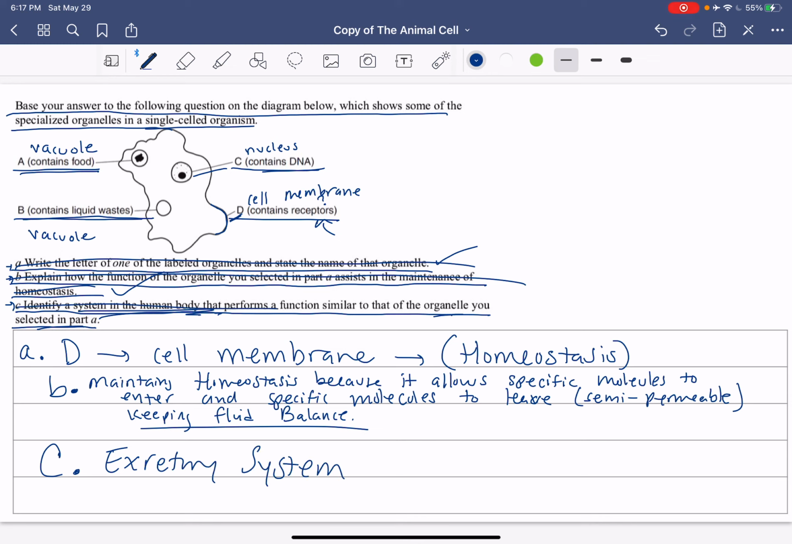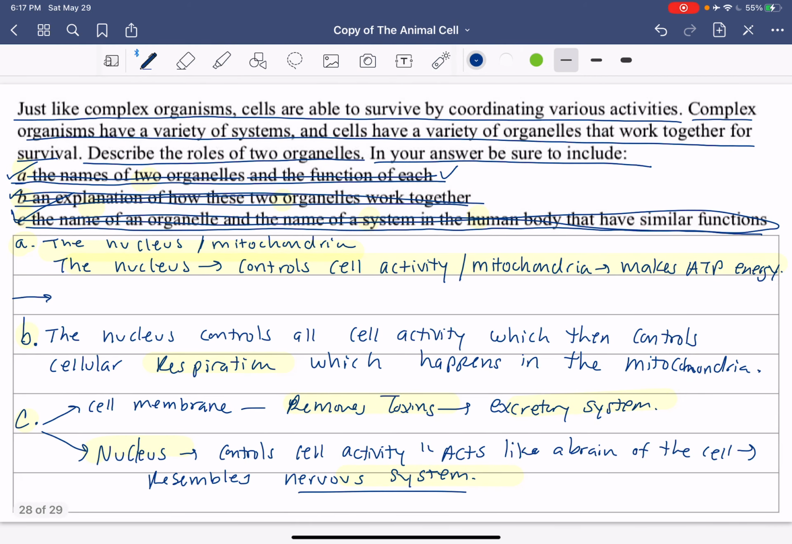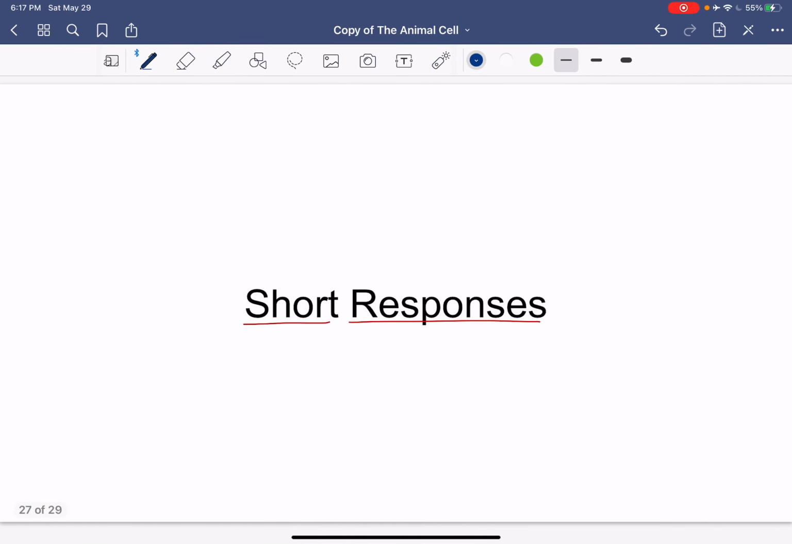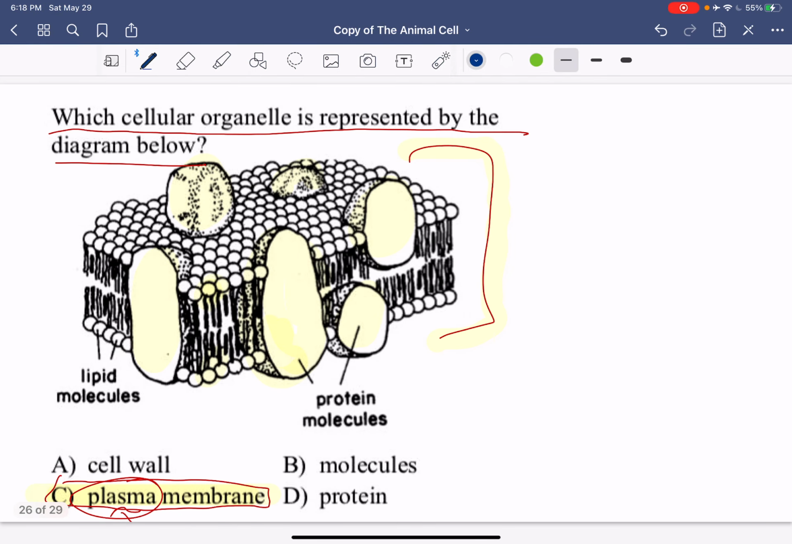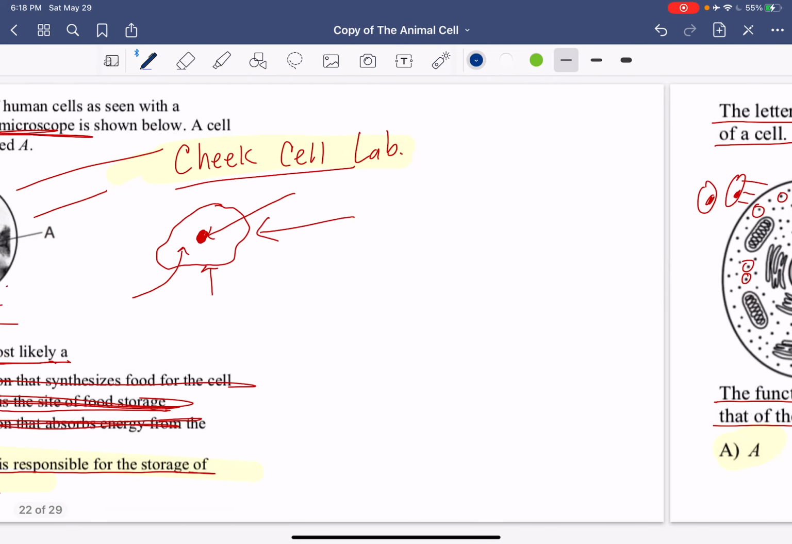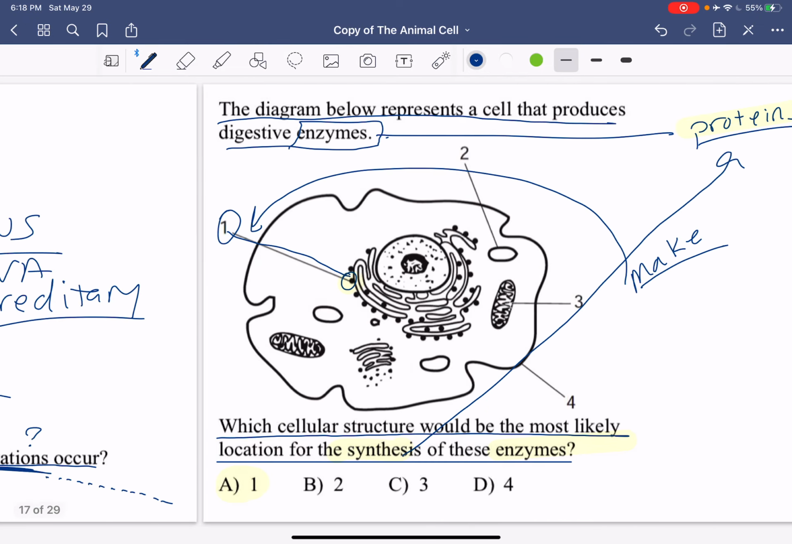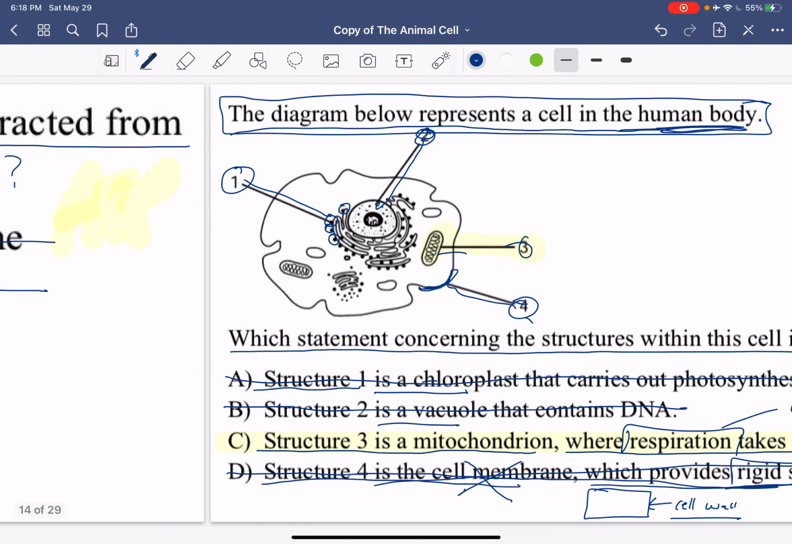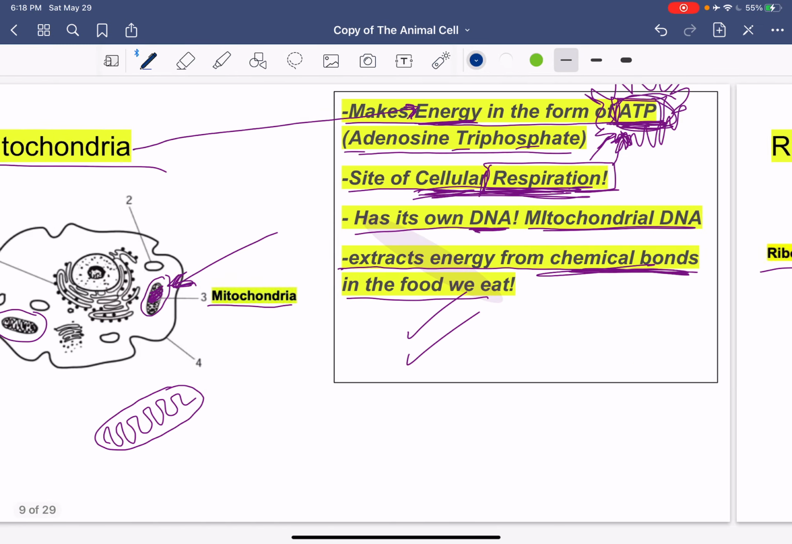Ladies and gentlemen, we are finished. We were able to answer 2 short responses, give you some clues on that. We were able to go through all of these multiple choice questions, and we were able to relearn and review all about the animal cell.